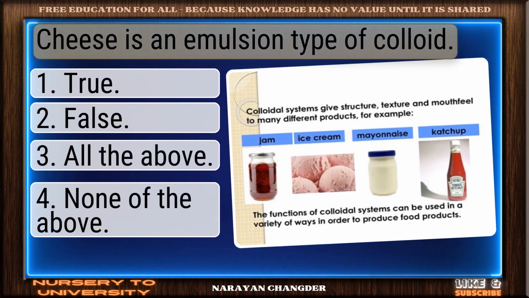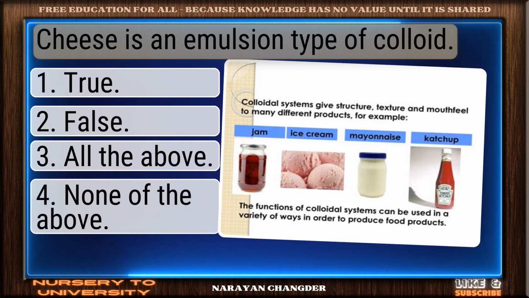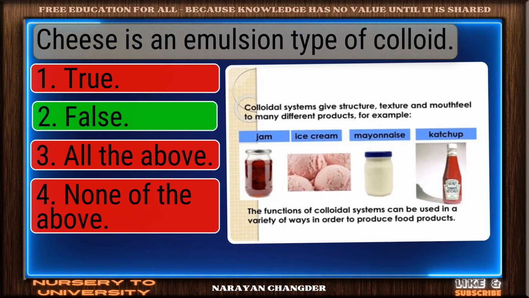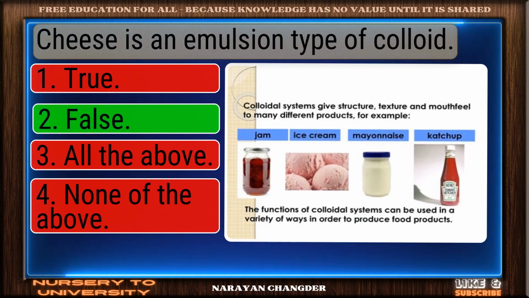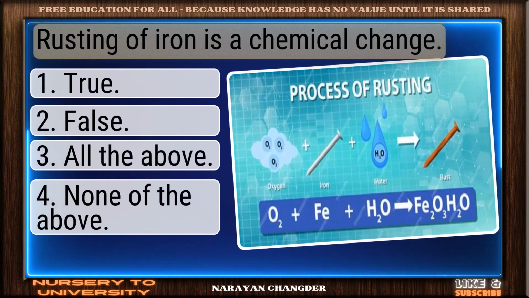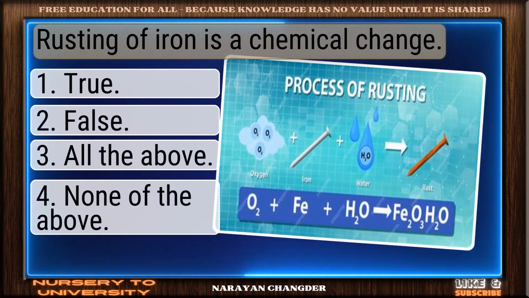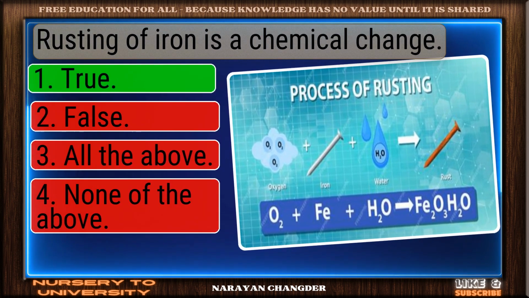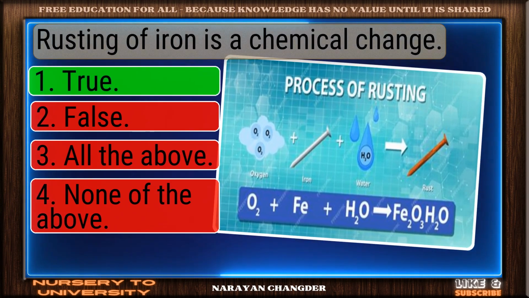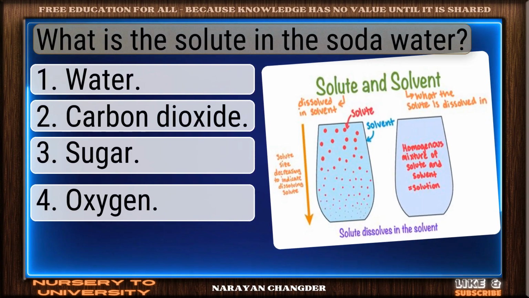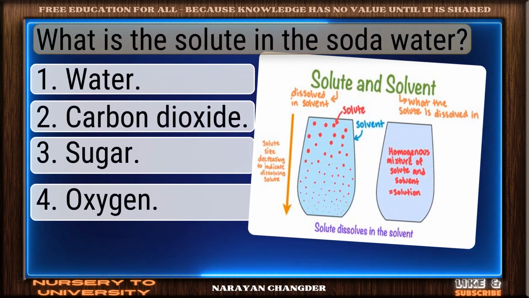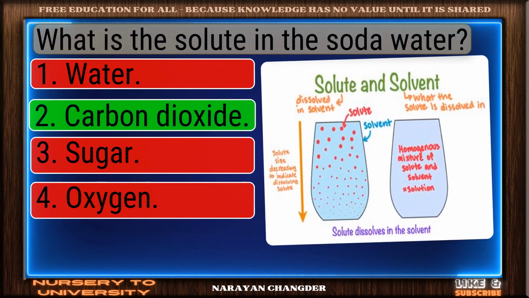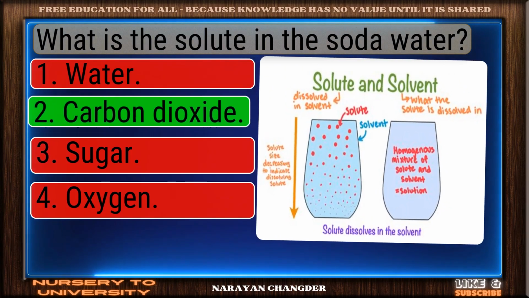Question number 237. Cheese is an emulsion type of colloid. Nice selection. False is the correct and valid answer. Question number 238. Rusting of iron is a chemical change. Well picked. True is the correct answer. Question number 239. What is the solute in the soda water? Great job. Carbon dioxide is the accurate answer.